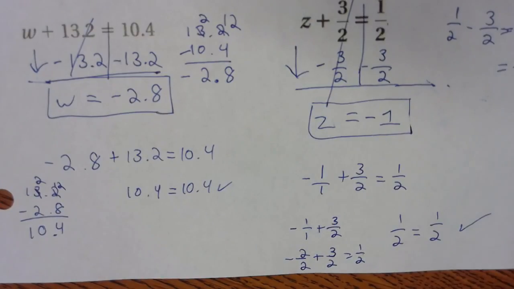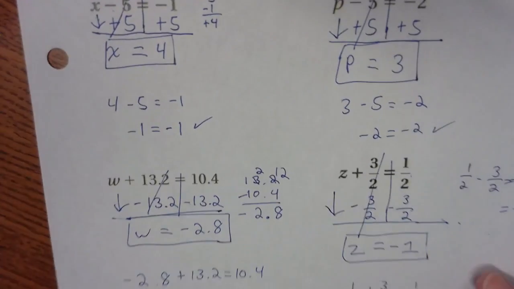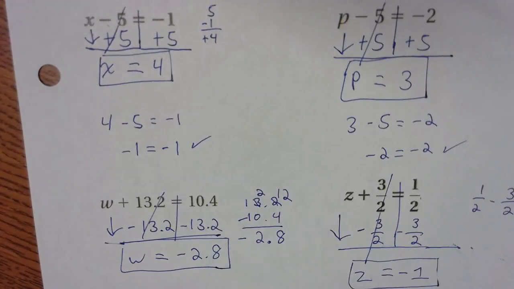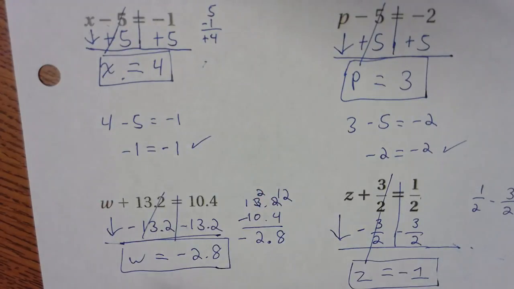Alright, so in all these problems, we're doing the same exact process. Okay, we draw our line, we do the opposite of what our sign says. Whatever we do on one side, we do to the other. We can cross out our opposites, and then we end up getting our answer. Let's go flip to the back.